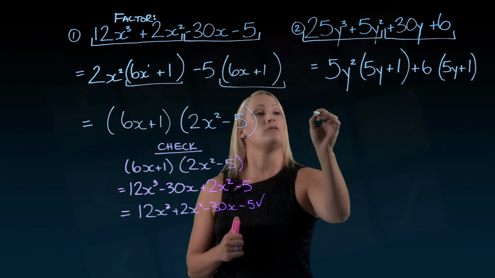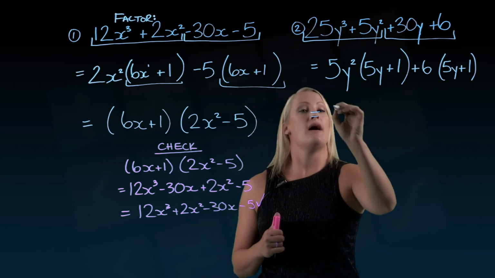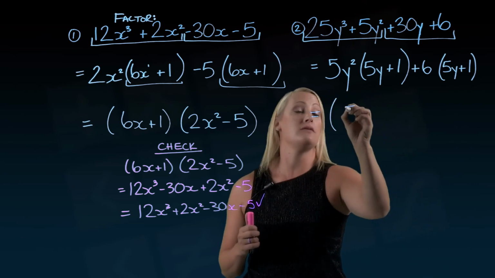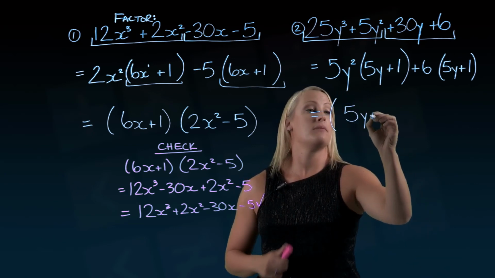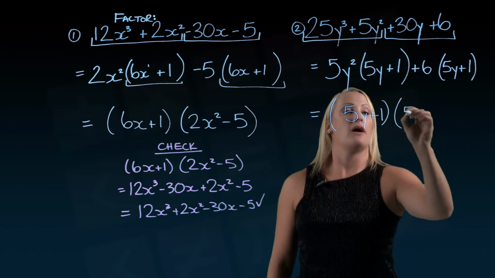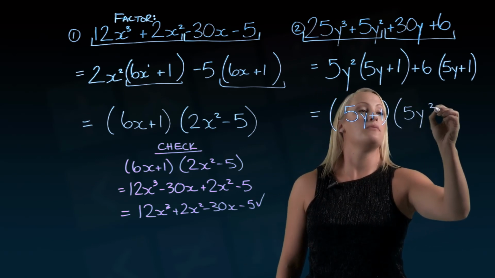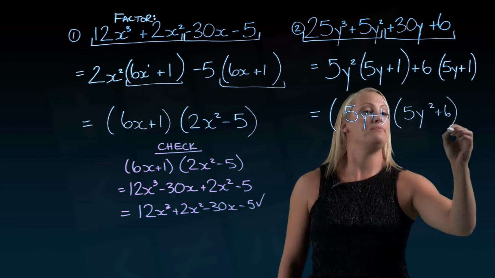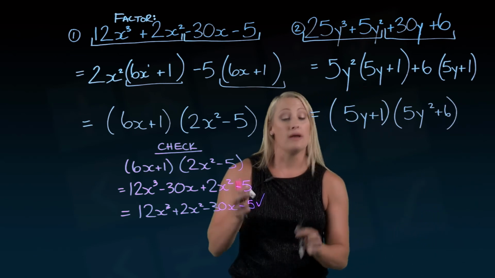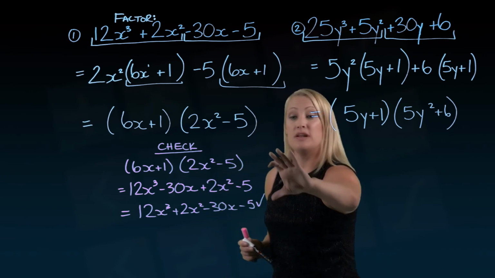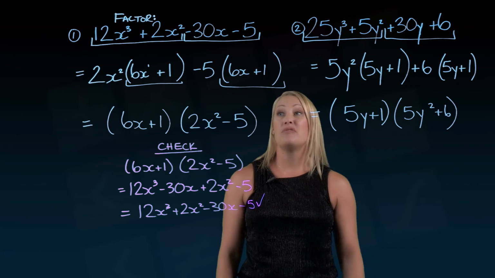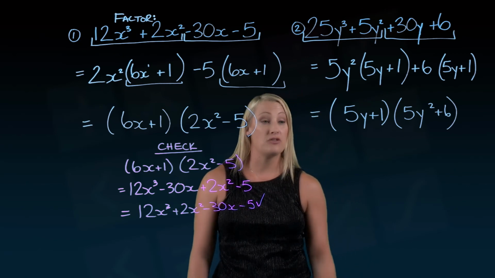Awesome. It works. So what I'm going to do now is take that bracket that I see twice and write it just once. And then with my leftovers, I'm going to put that in a second bracket: 5y squared plus 6. And there you have your values factored by grouping. If you want to take a minute and complete a check for this one, just like we did over here, it probably couldn't hurt, and hopefully you feel a little bit more comfortable with factoring by grouping.